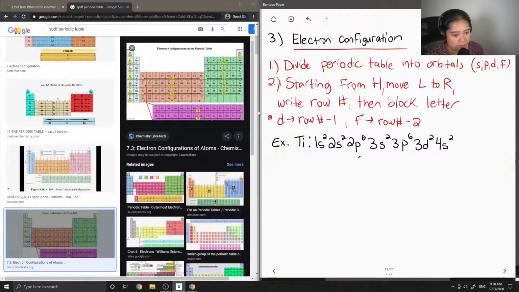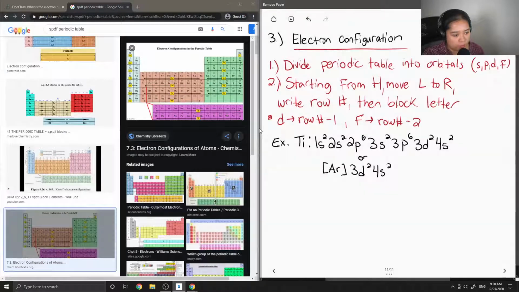If we wanted to write this in the shorthand configuration, all you need to do is find the noble gas that comes before titanium. So in this case, it's argon. So I'm going to write argon in square brackets. And then we just continue on writing the rest of the electron configuration. So it's argon, 3d2, 4s2.